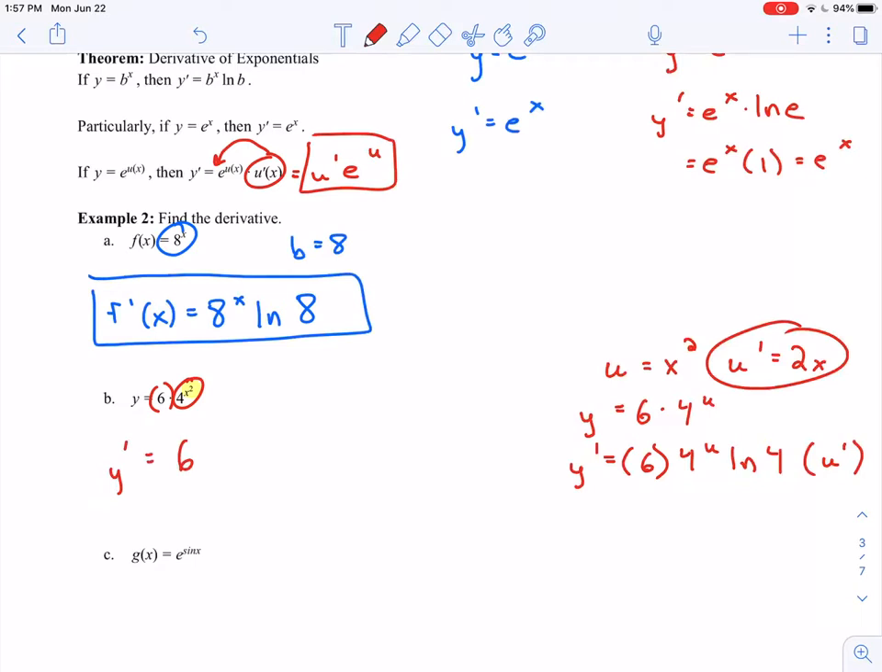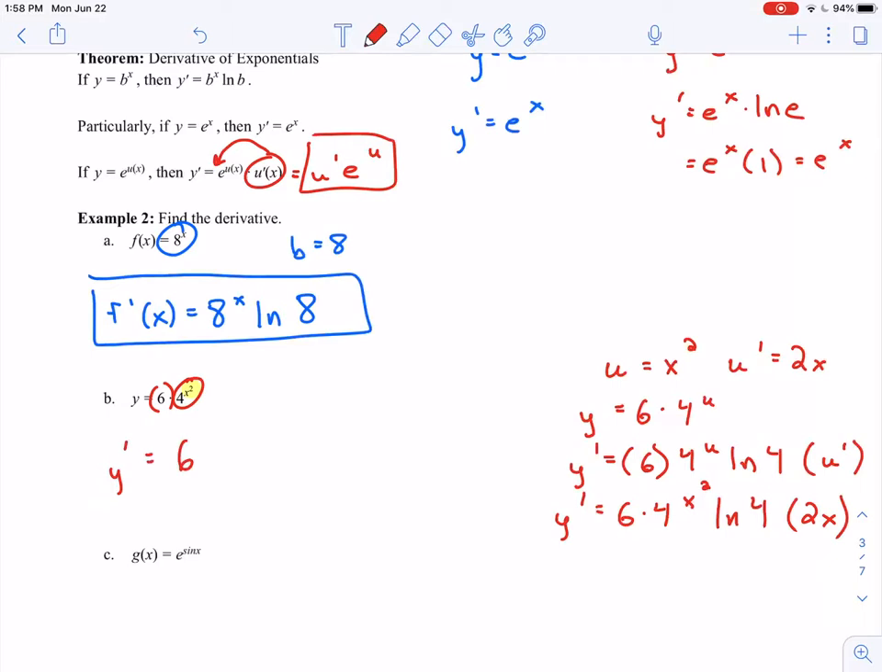At this point, I think we're about as set as we're going to be with our derivative. We just need to take our u and our u prime and plug those into our derivative that we found here. So y prime is equal to 6 times 4 to the u. We said u was x squared, times natural log of 4, times u prime. U prime we said was 2x. So u prime is 2x.